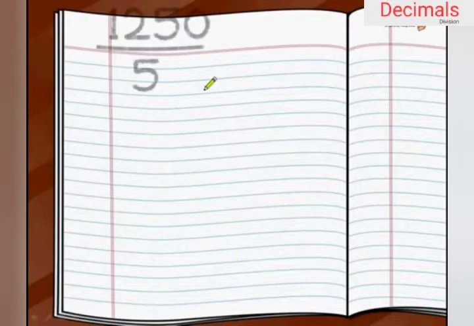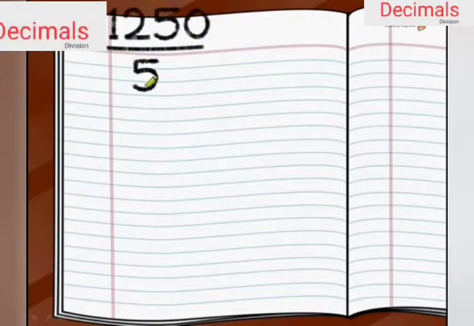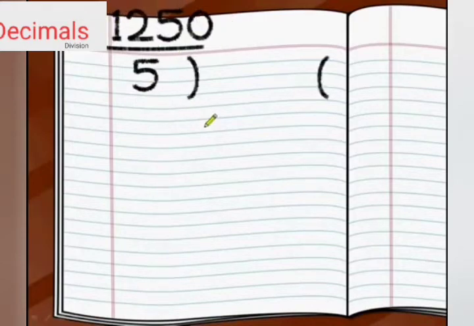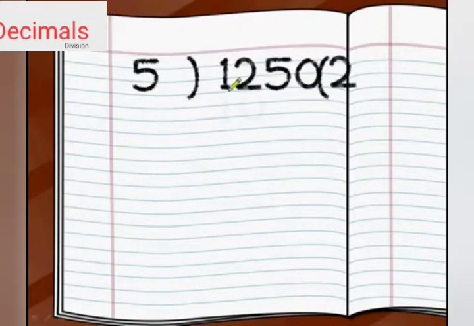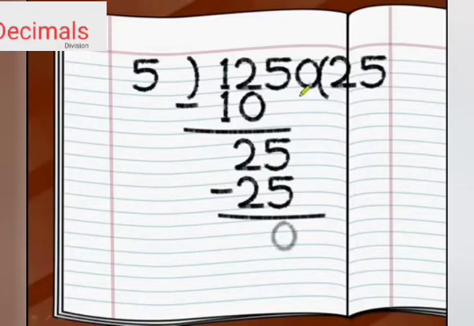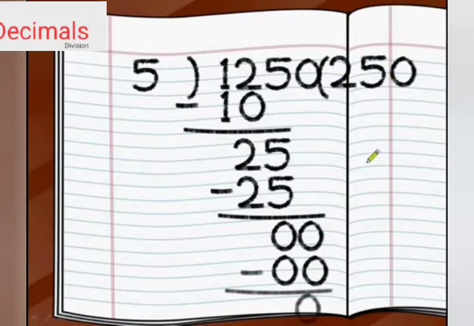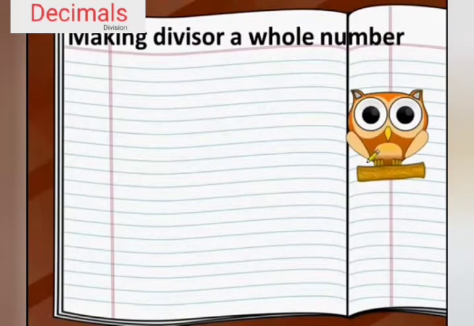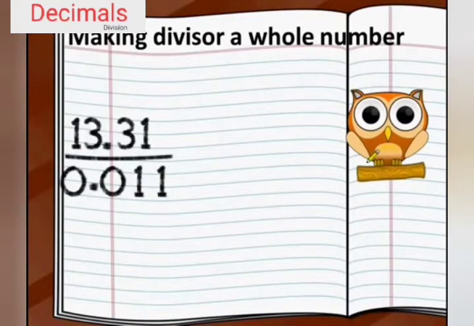Clear? Now we can divide 1250 by 5. Isn't it easy? So by dividing 1250 by 5, we will get 2 times 10. That will give you 25. Now 5 times 25, adding 0. So we will get 250 as our result. As we have no decimal point here, 250 is our answer. The very important thing in this is to make the divisor a whole number.